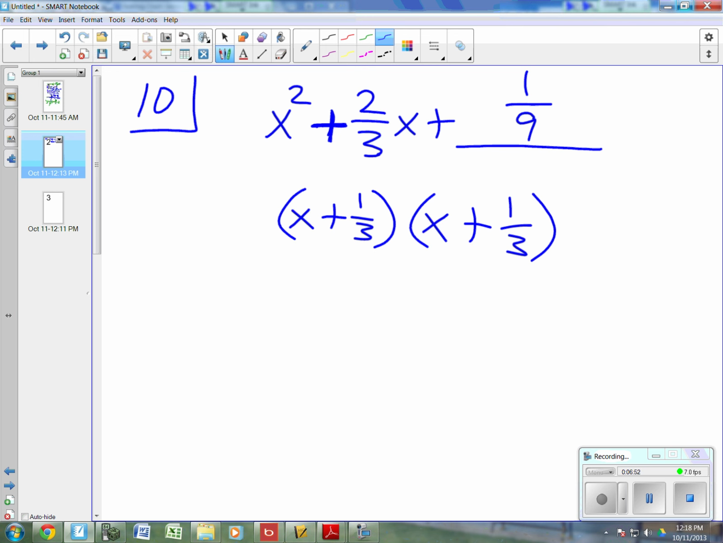Now, do you all recognize that this is the same thing? Does everybody recognize that x plus 1/3 times x plus 1/3 is the same thing as x plus 1/3 quantity squared? This is what it's trying to teach you. We're going to be completing the square on some quadratic equations that are in standard form soon, and you need to understand the relationship between all of this. It'll make it easier to complete the square. Okay, any questions?